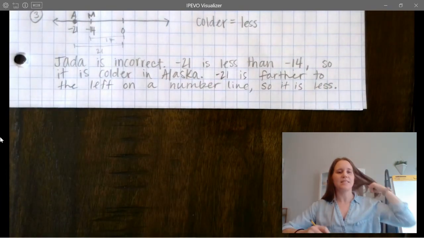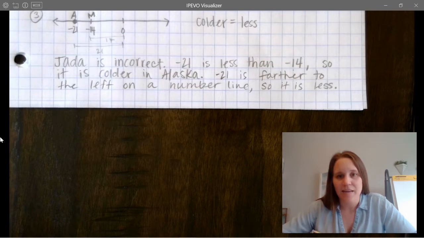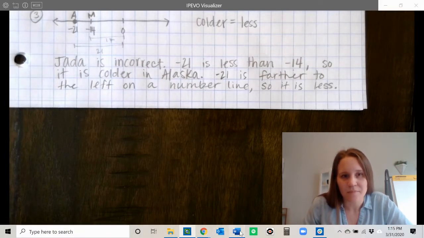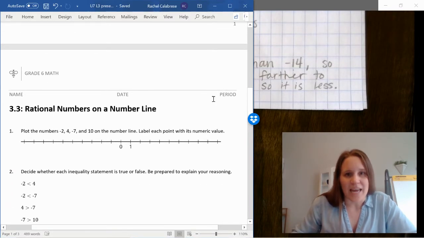Jada is incorrect. Negative 21 is less than negative 14, so it is colder in Alaska. Negative 21 is farther to the left on a number line, so it is less. Crushed it. All right. We've done a lot of good work together.